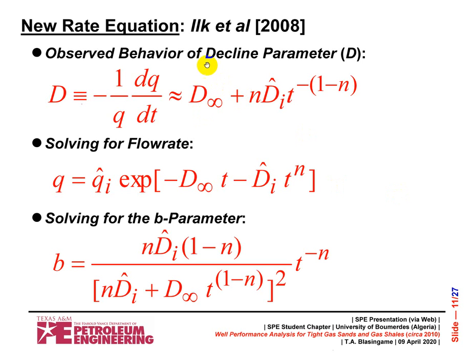When this particular form is integrated, we obtain the flow rate relationship, which is that rate is equal to some constant multiplied by an exponential of this expression: minus this constant times time, minus this constant multiplied by time raised to a power. And this is very important because this is sort of a non-intuitive relationship. We estimated this from observed field data.